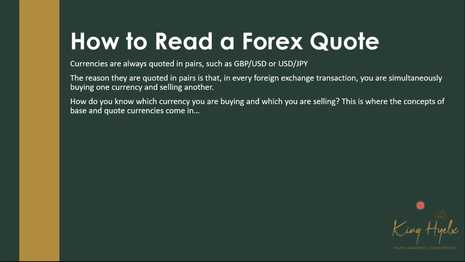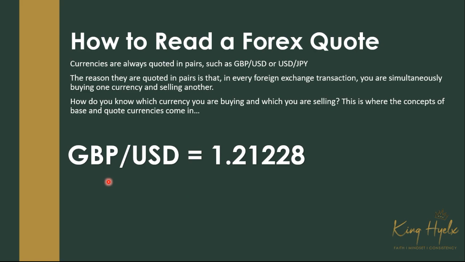So how do you know which currency you are buying and which you are selling? This is where the concept of base and quote currency comes in. Let's take an example. MetaTrader is the platform where you make executions. Let's say you want to buy or sell, you do it on MetaTrader, right? So let's say you see something like this: GBP USD equals 1.21228. How does it make sense? How do you know what 1.21228 means? We have established that we make money from differences in exchange rate, so you might already know it's an exchange rate. But what currency is the exchange rate in, right?